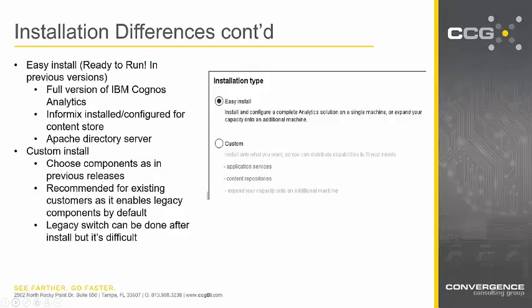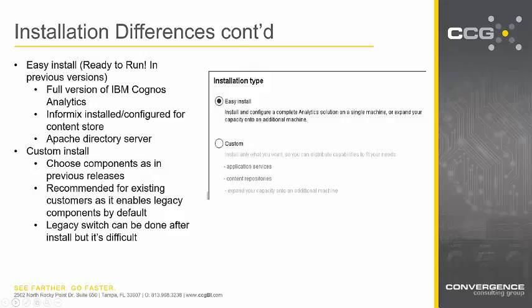There is a support document on IBM's site on how to change that. It requires triggering some JSON commands and different things. So it's not exactly a trivial thing to do. But if you do the custom install, it automatically has those legacy components on.